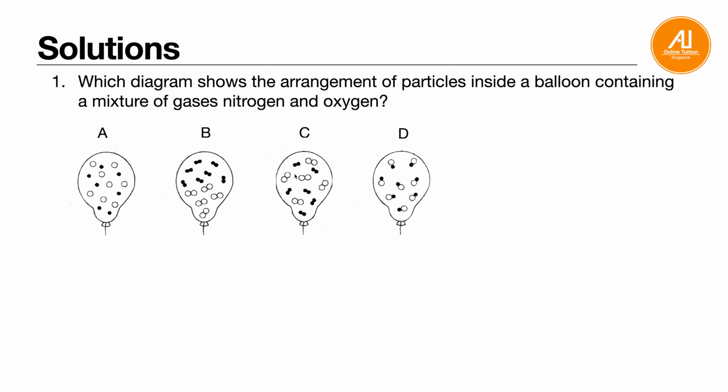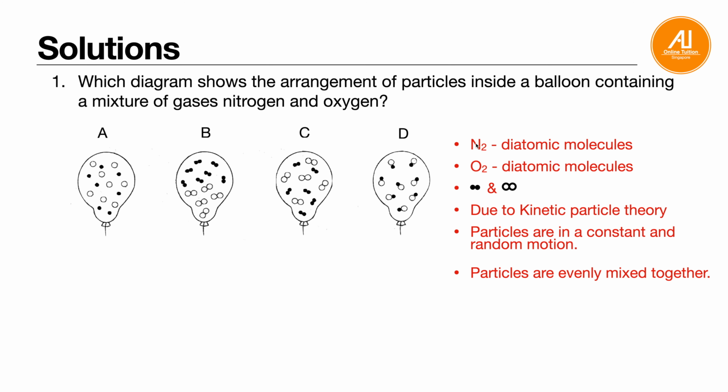Which diagram shows the arrangement of particles inside a balloon containing a mixture of gases, nitrogen gas and oxygen gas? What we know, N2 is a diatomic molecule and O2 is a diatomic molecule as well. So it will be represented by two black circles and two white circles joined together. Due to kinetic particle theory, your particles are always in constant and random motion. So in other words, they are evenly mixed together. If you see carefully, the only one is either B or C, and the answer should be C.